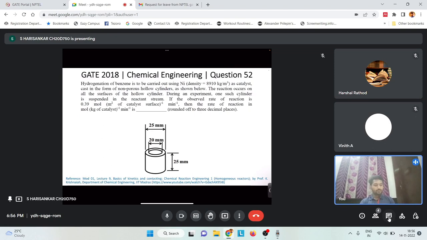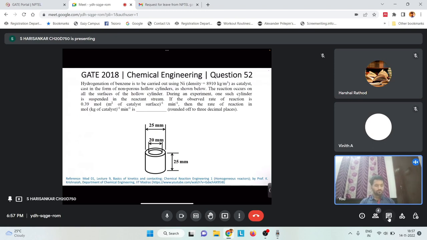Hydrogenation of benzene is to be carried out using nickel with a density of 8910 kilogram per meter cube as catalyst, cast in the form of non-porous hollow cylinders as shown below. The reaction occurs on all the surfaces of the hollow cylinder. During an experiment, one such cylinder is suspended in the reactant stream. If the observed rate of reaction is 0.39 mole per meter square of the catalyst surface per minute, then the rate of the reaction in mole per kilogram of catalyst per minute is dash rounded off to 3 decimal places.